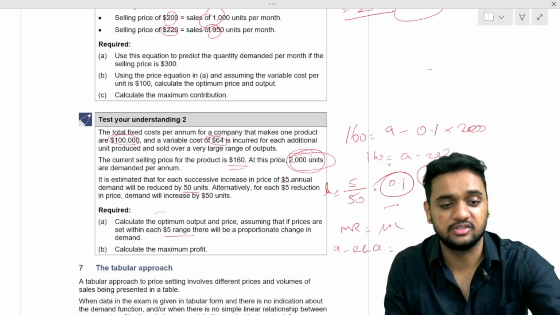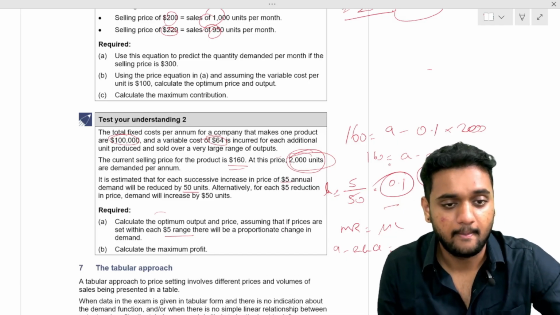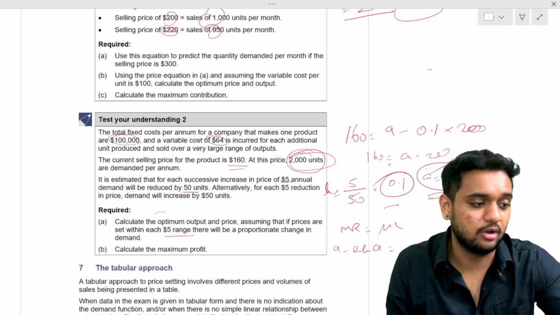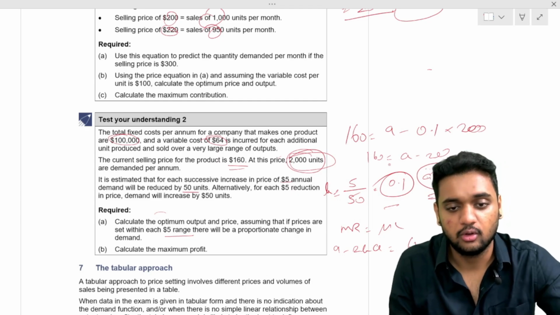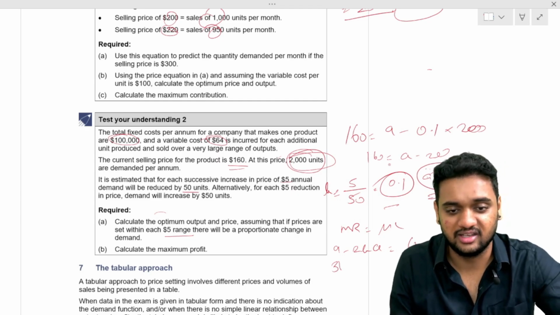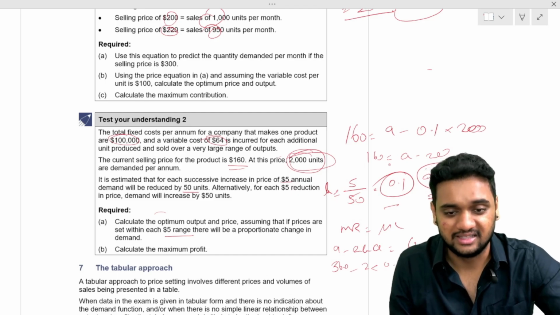What is MC given to us in the question? Variable cost is given. What is the variable cost? Variable cost is 64. MC is 64. What is A? We just found out 360 minus 2 into B, which is 0.1, into Q is equal to 64.